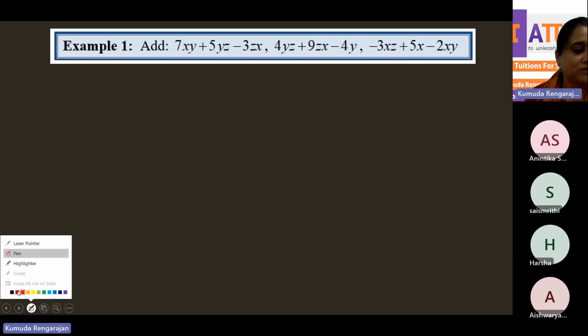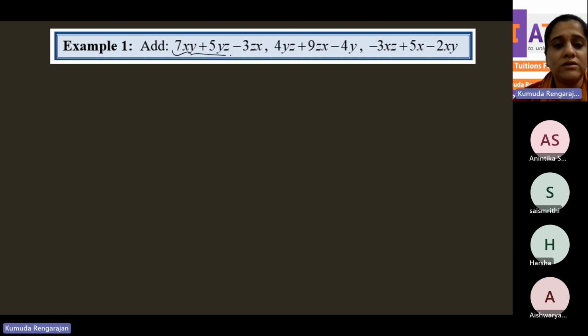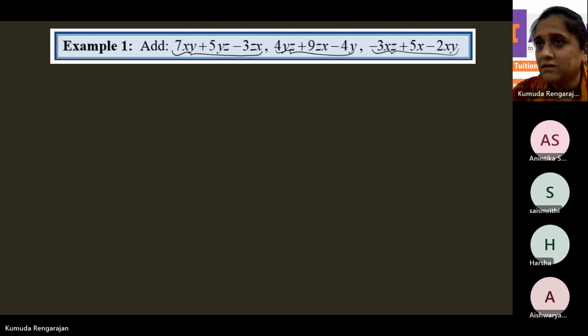All right. So example, you can see here, add. We have a few expressions, 1, 2, 3. We need to add these 3 expressions. Now adding, subtracting, we have 2 ways. Adding or subtracting algebraic expressions can be done in 2 ways. One is the vertical method, the other is the horizontal method. What we did in the first class on Monday was the horizontal method. I'll introduce you to the vertical method now. We have both.